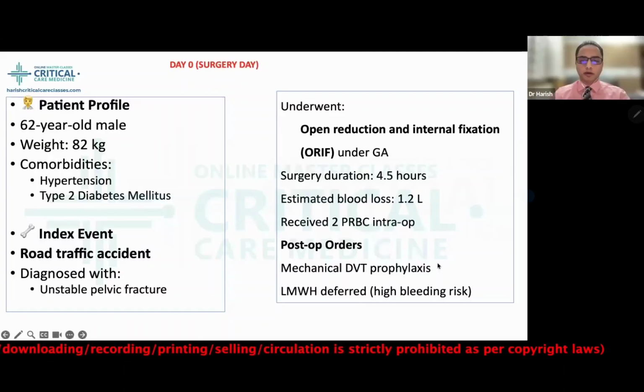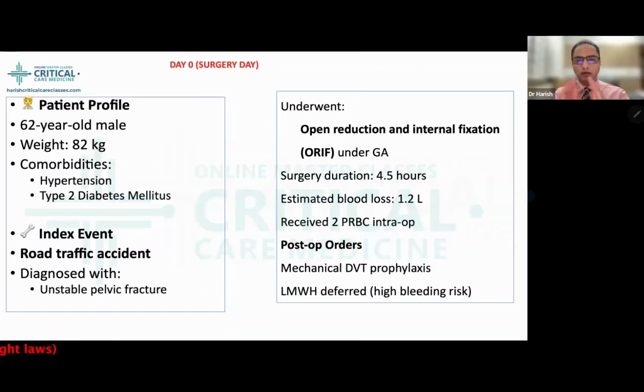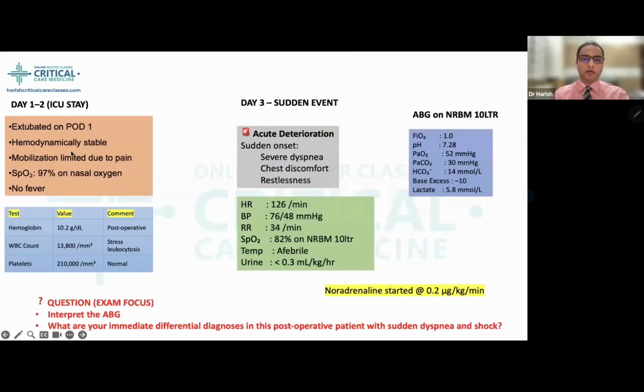In the post-operative period, he was started on mechanical DVT prophylaxis, and low molecular weight heparin was deferred in view of the high bleeding risk, because he received two packed cells. In their protocol, they thought it was okay to go ahead with mechanical prophylaxis. They have not given low molecular weight heparin as pharmacological DVT prophylaxis. That was day 0.